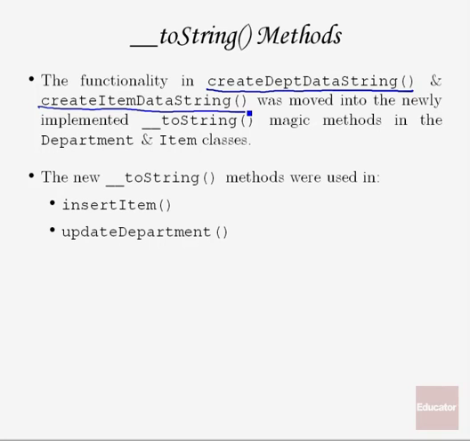Well, now it makes sense to move them into object methods. Because a department object knows all the information about itself, why not have a method in it that is able to create a string that represents that? To illustrate the use of the toString method, we're going to implement it for both those classes, and it's going to perform the same functionality that these two create data string functions provided. So we're eliminating those from filelib.php, and then we're creating toString methods in our item and department classes.